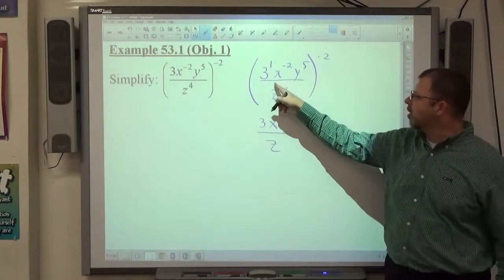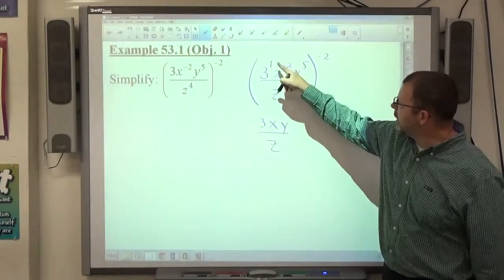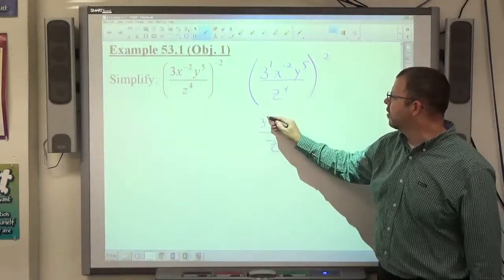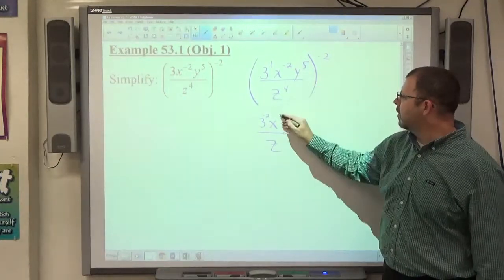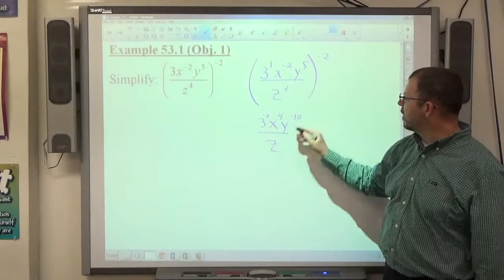When you have a power structure to a power, the bases stay the same. The powers multiply for each base. So 1 times negative 2 is negative 2. Negative 2 times negative 2 is positive 4. 5 times negative 2 is negative 10. 4 times negative 2 is negative 8.